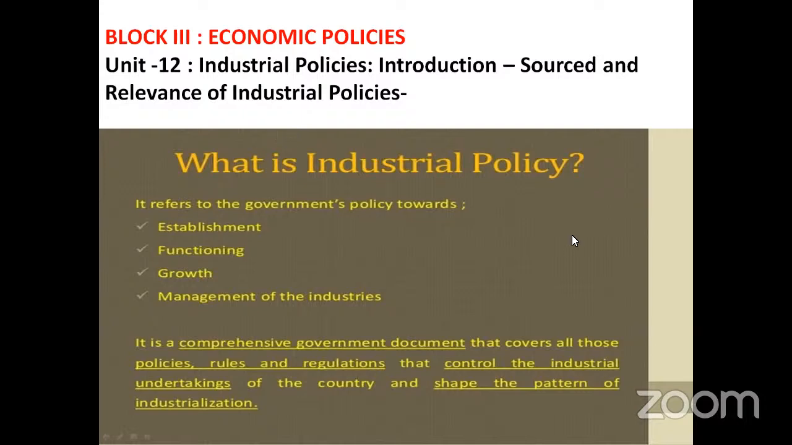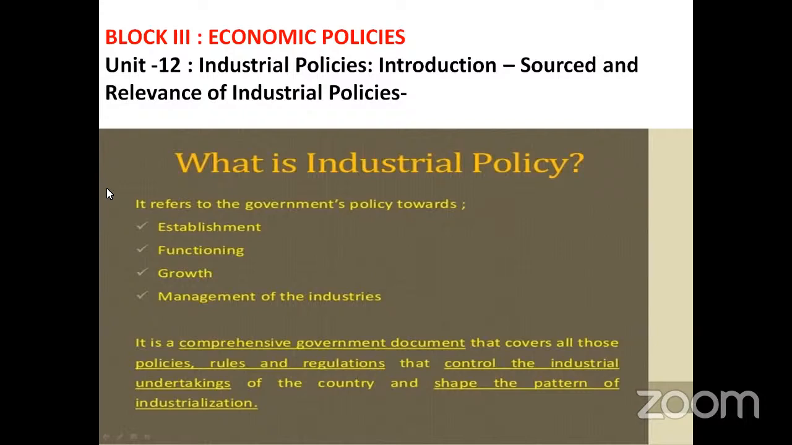Yes, ma'am. So I'm taking from Block 3, that is economic policies. That is industrial policy, where it is introduced. I'll be starting with the introduction, and the source and the relevance of the industrial policy. First, we'll see what industrial policy is.